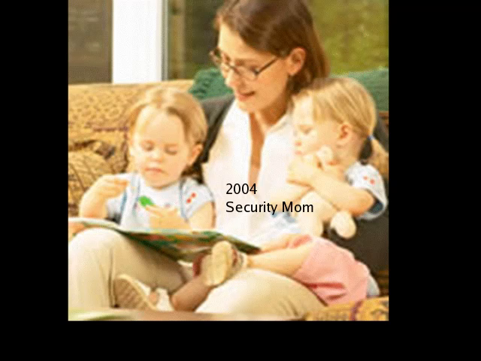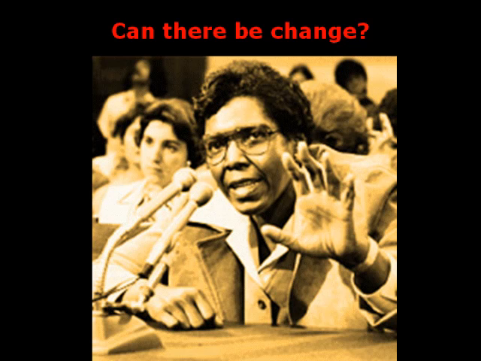So I've said a lot of things. I've made a lot of generalizations about the rules of the game and such. And I just want to ask you this question: can there be change? And this woman, her name is Barbara Jordan. Barbara Jordan, member of Congress from Texas in the 70s. And she just defies everything I said.